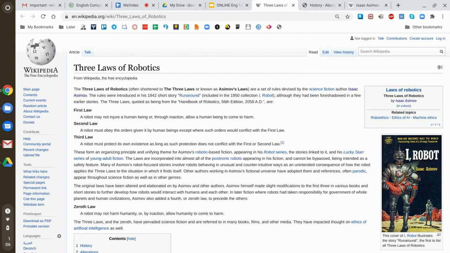These form an organizing principle and unifying theme for Asimov's robot based fiction appearing in his Robot series. Okay. Even some scientists have adopted these rules, and engineers have adopted these laws to be embedded in the code and engineering of robots in the future to ensure that they don't rise up against us.